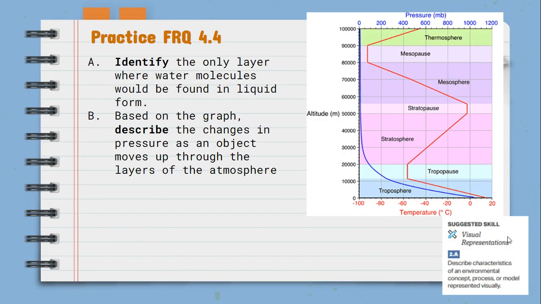So here is our practice FRQ for 4.4 using the graph to the right here. A, identify the only layer where water molecules would be found in liquid form. And B, based on the graph, describe the changes in the pressure as an object moves up through the layers of the atmosphere. Take a moment, answer this in your practice FRQ journal and on the Edpuzzle.